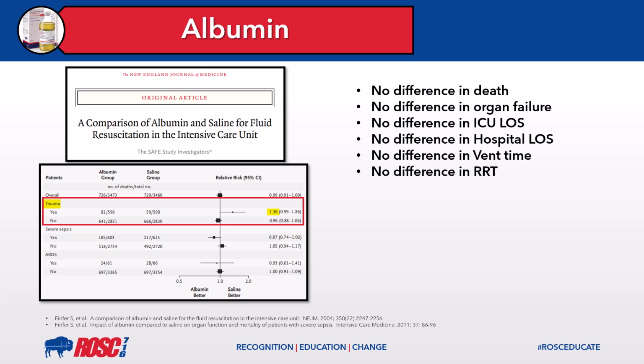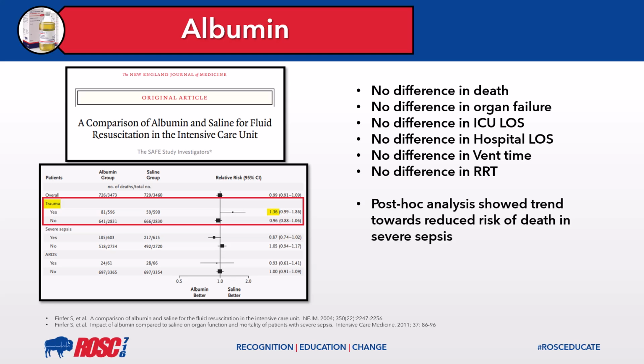The authors conclude this to be secondary to the rates of traumatic brain injury patients that were enrolled in their trial. 7 years later, there's a manipulated post hoc analysis of the identical data, and with that, there was a trend towards reduced risk of death in severe sepsis patients. My 2 cents on this paper was redone 7 years later with comparative data. Seems somewhat suspect to me.